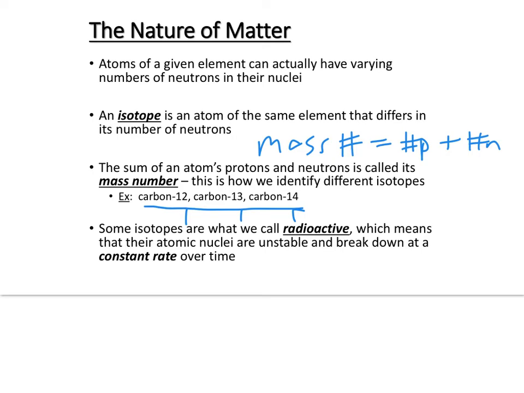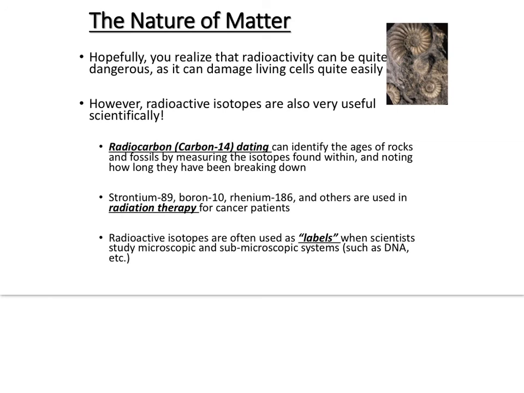Now some isotopes are radioactive, which means that their atomic nuclei are unstable and they break down at a constant rate over time. This is the main reason that we care about isotopes in biology. So radioactivity, you've probably heard before, this is dangerous. I mean, you don't want to be radioactive and you don't want to come into contact with lots of radiation. But radioactive isotopes can be used for a lot of stuff in biology.